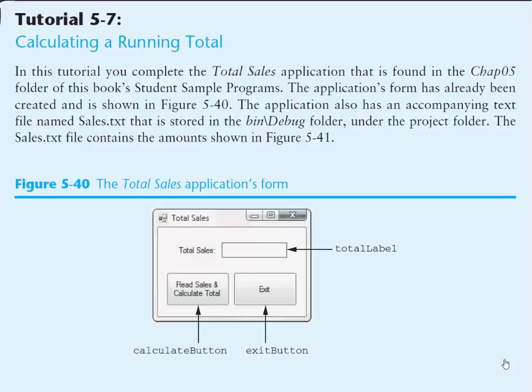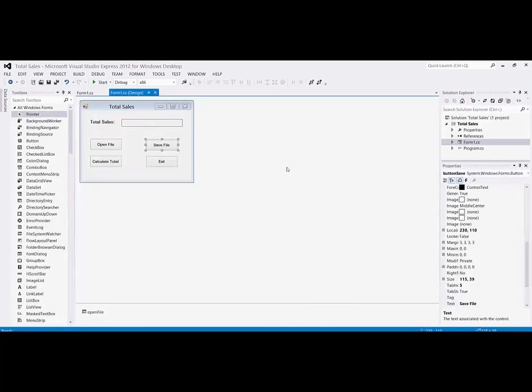For this tutorial, I'll be using the example on your screen in which the application reads the sales.txt file, calculates the total values in this text file, and displays the output in this label. But I will not be using the example directly. I have modified the example so that I can illustrate the open file dialog and save file dialog options which are provided by the .NET framework. You can see on the screen that the form is a bit different from the example. Now I have included two buttons, open file and save file.